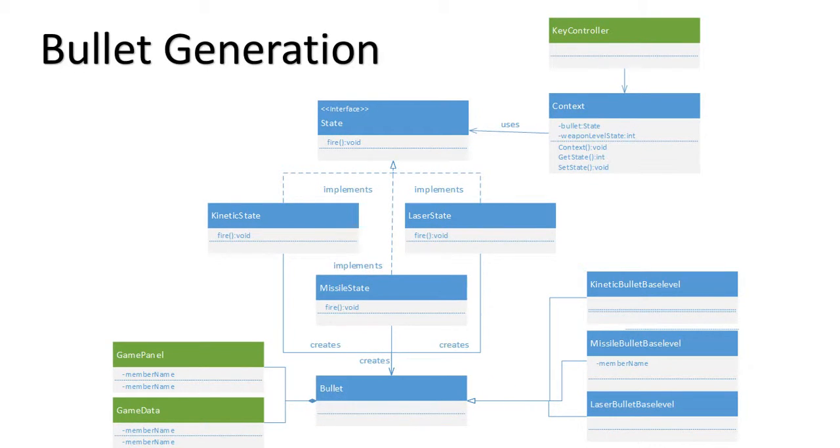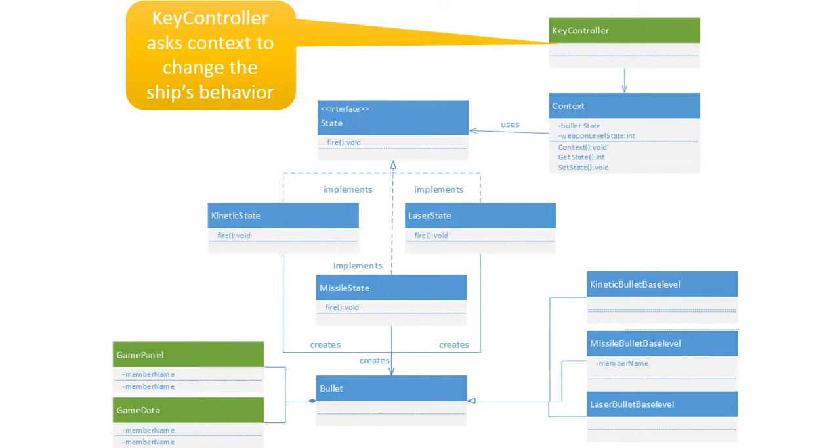For Sprint 3, I was working on bullet generation for the ships. It all begins with the key controller class. When the key is selected in the key controller class, it asks context to change the ship's current behavior.